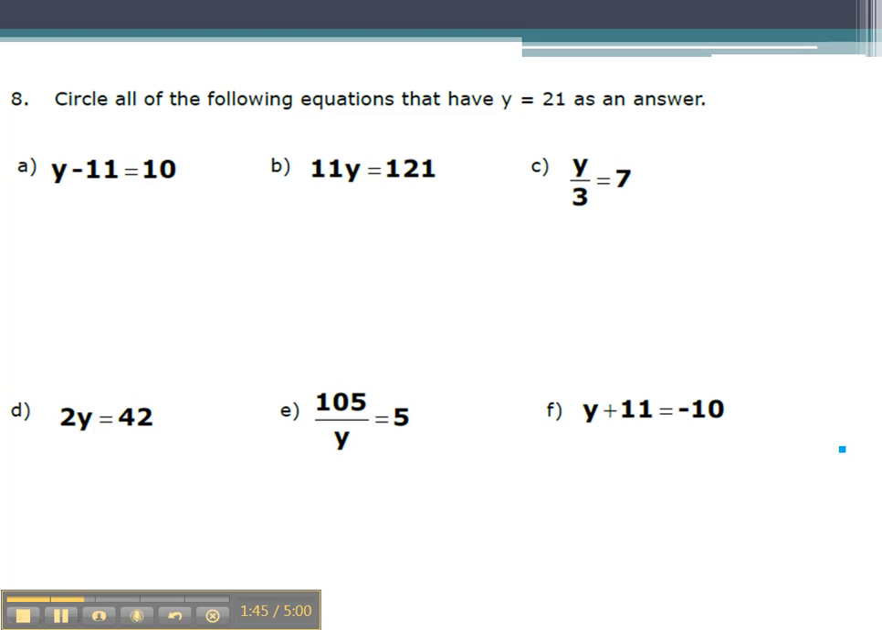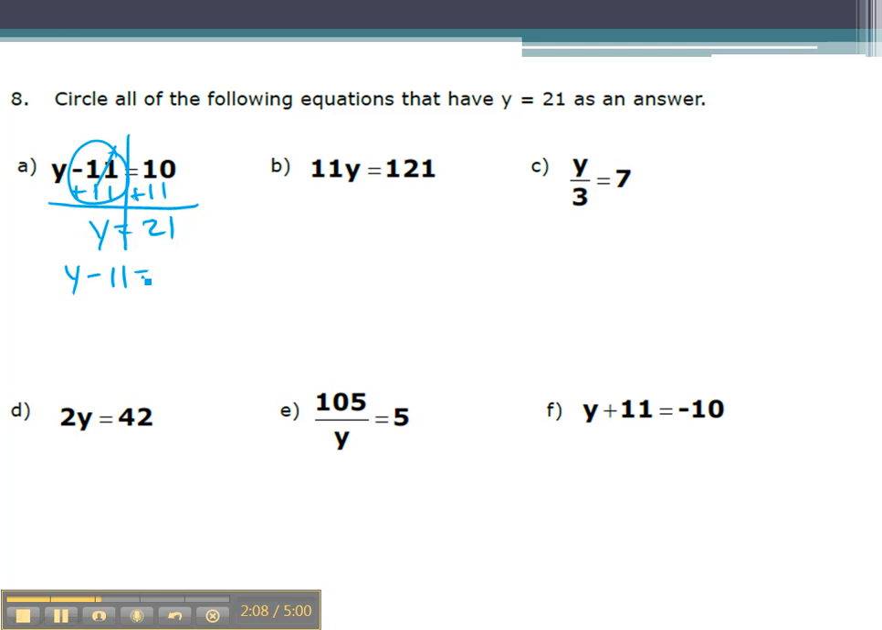Number 8. Circle all of the following equations that have y equals 21 as an answer. So we need to solve all of these. Right now we're subtracting 11 from y, so I'm going to add 11 to both sides to undo that operation and isolate the variable. Minus 11 plus 11 is 0, so we have y equals 21. So it looks like that's our first correct answer, but we always check it.